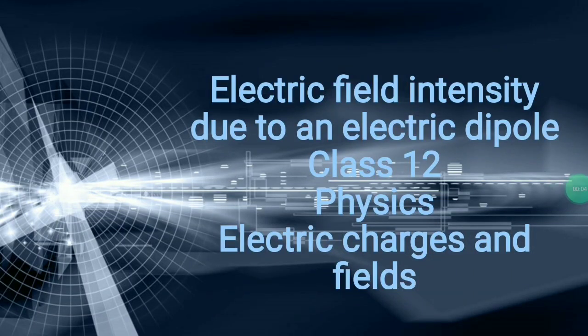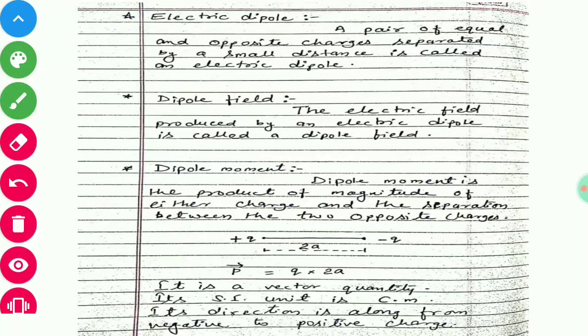Today we will discuss electric field intensity due to an electric dipole. Class 12th, Physics, Chapter 1, Electric Charges and Fields. Today we will discuss the first topic, electric dipole. What do you mean by electric dipole?